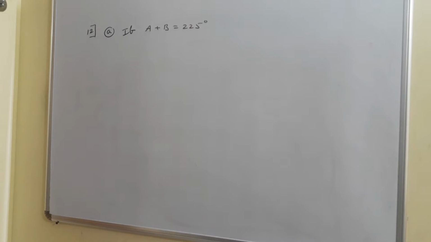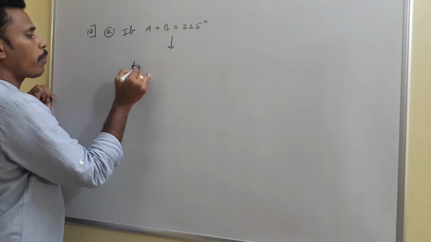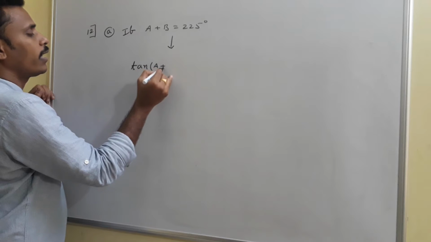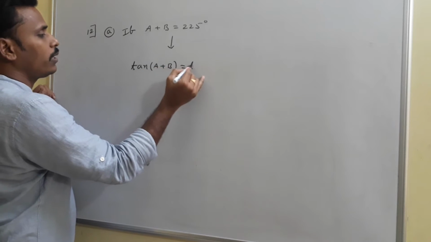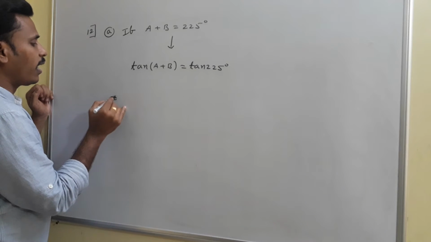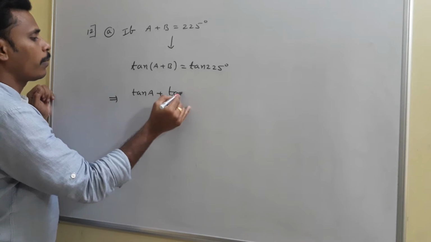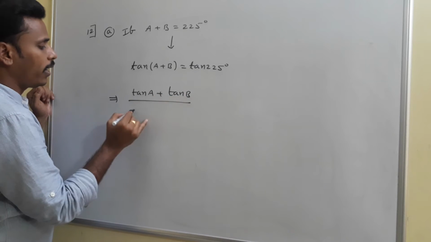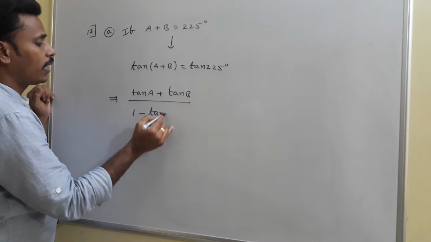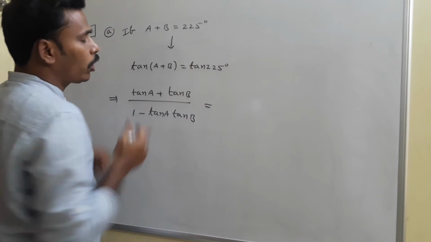Just like as above we discussed in 11, now we are at 12. If a plus b is equal to 225 degrees, then you just apply tan on both sides. You will get that tan of a plus b is equal to tan 225 degrees. And here again, tan of a plus b is nothing but tan a plus tan b divided by 1 minus tan a into tan b, equal to tan 225 degrees.